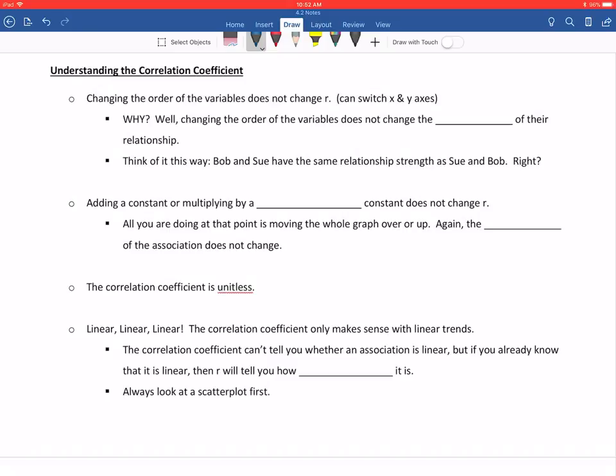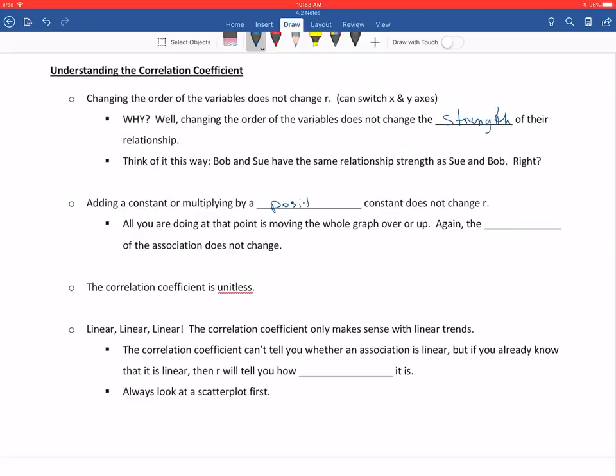Okay, what can we use the correlation coefficient for? What does it tell us? Well, one thing we know is that changing the order of the variables does not change the r value. So you can switch the x and y axes and not change the correlation coefficient. Why? Changing the order of the variables does not change the strength of their relationship. Bob and Sue have the same relationship strength as Sue and Bob, right? Just because you say their names in reverse does not mean the relationship strength changes.